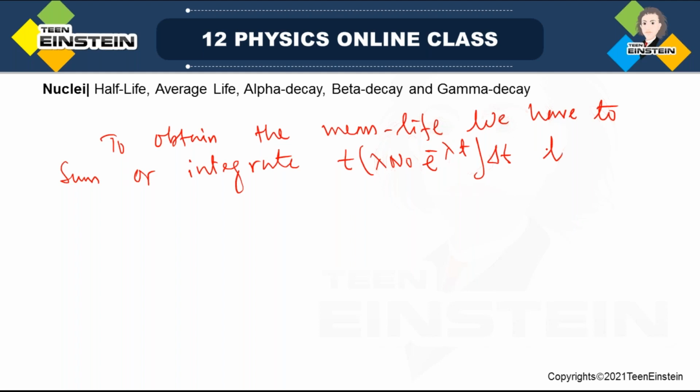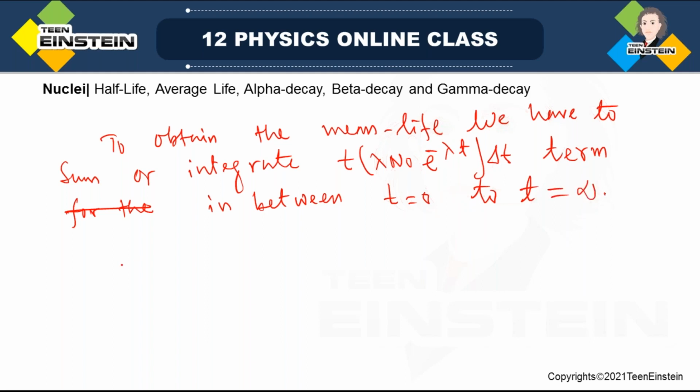Into delta t term, for, or in between t is equal to 0 to t is equal to infinity. So you have to integrate or you have to sum over. If we take delta t to be a very small interval, then we can get that as an integration also.